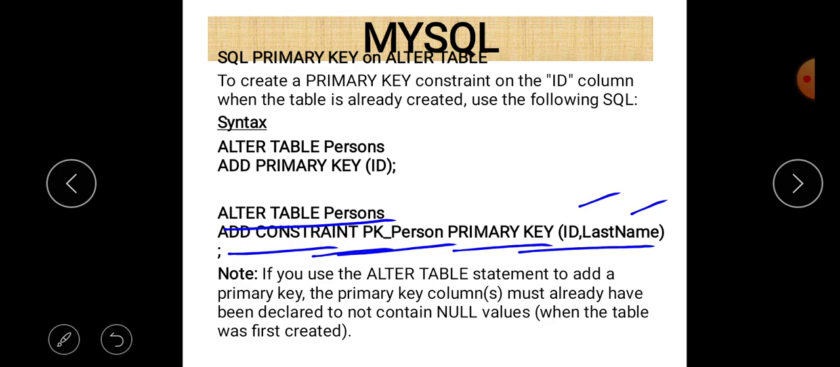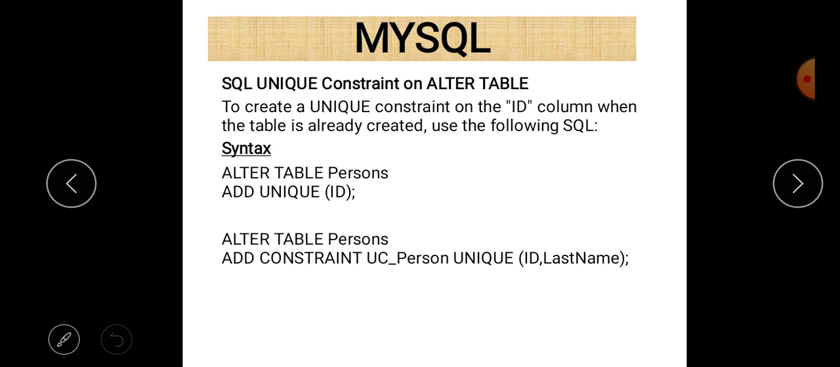Here always remember that the primary key is a combination of two columns, id and last name. Generally a primary key is a single column, but we can also create a primary key using two columns. So here id and last name make a primary key for a table named person. Similarly for the unique constraint, you can easily see: alter table person add constraint, and the name of the constraint is uc_person, after that unique (id, last name).